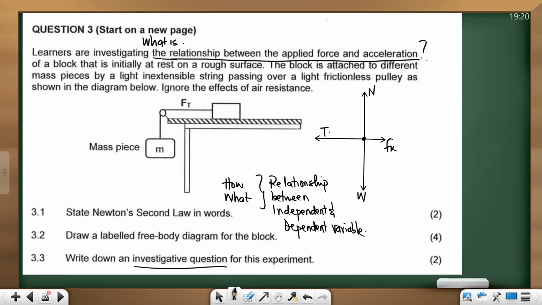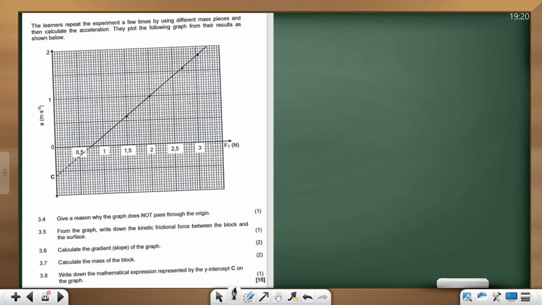All right. What are we changing, guys? We are changing this mass piece. We're going to keep changing the mass piece. And that will be affecting what? The speed and the acceleration. It means our acceleration becomes the dependent variable because the acceleration depends on the force applied. Make sense? All right. There we go. We have a graph.